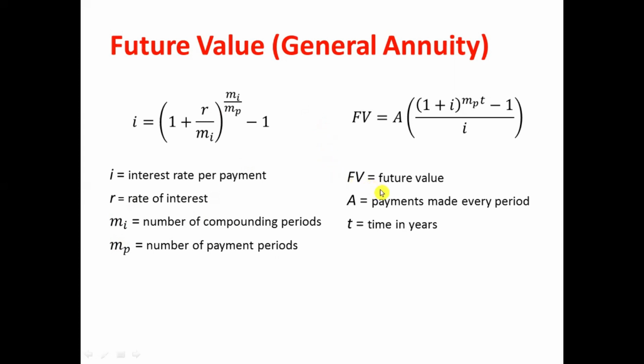So FV is equal to future value, A is equal to the payment made every period, and T is time in years. So if we find I here, we basically use it sa ating formula dito, tsaka dito. And we also use the payment periods again dito sa exponent.